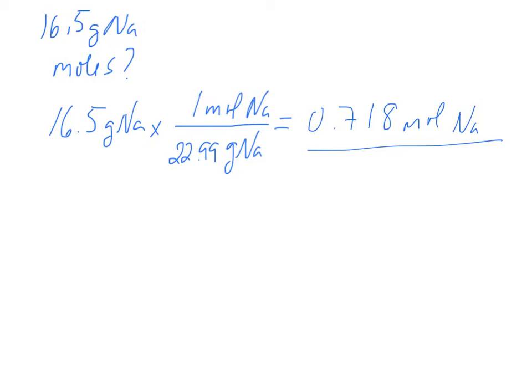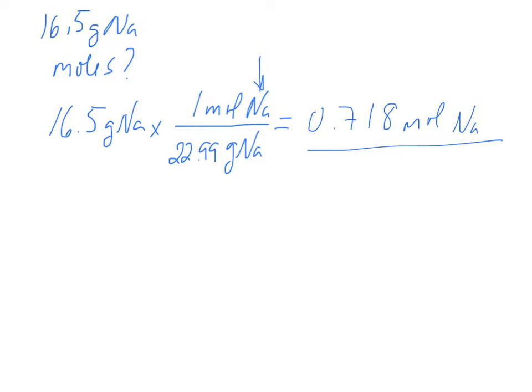Do not forget to put your unit and your identity, because as you're going to see, when we are doing stoichiometric problems, we're going to often change identities of elements. So make sure you write down what you have, the unit, mole, and the substance, sodium.